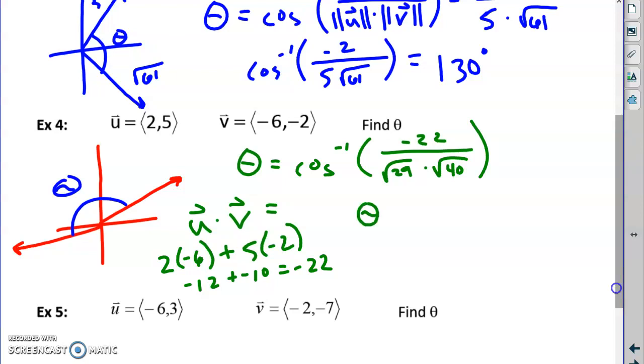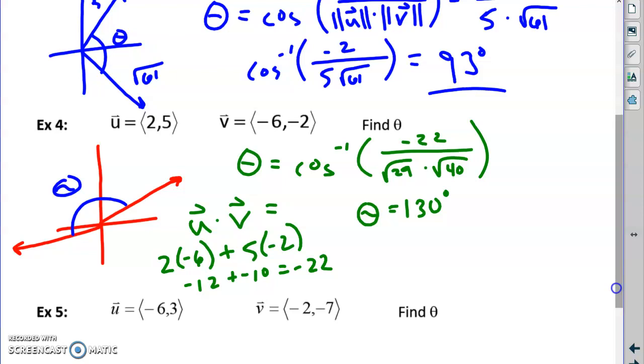Theta equals 130 degrees. Oh, wait a second. Hold on. Let's back it up. A minute ago, I read the wrong angle. That blue one up here, I'm sure you were wondering why you got a different number. Cosine inverse of negative 22 over 5 radical 61 is 93 degrees. I was going to say, I didn't think they would both be 130.